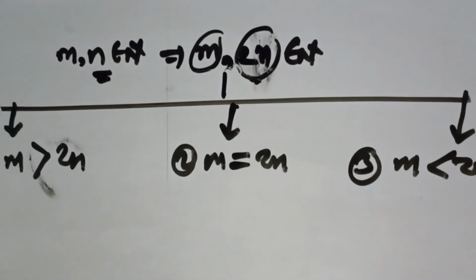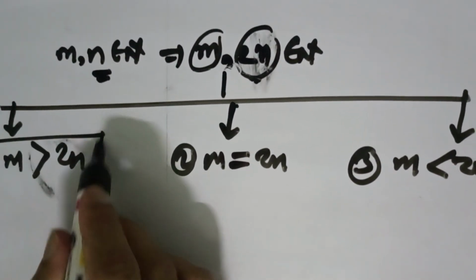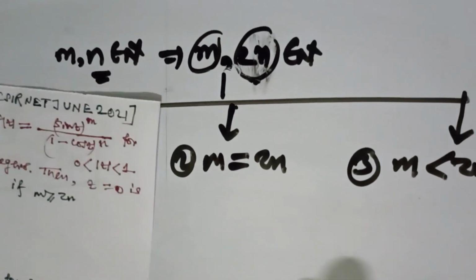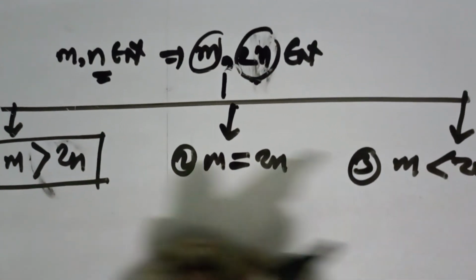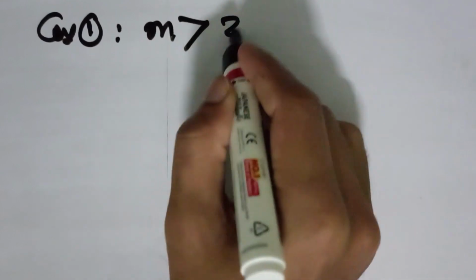Okay, so I first consider the case m greater than 2n and see what z equal to 0 gives, either a pole, removable singularity or essential singularity. So I am considering the first case, case 1. Case 1 is m greater than 2n.